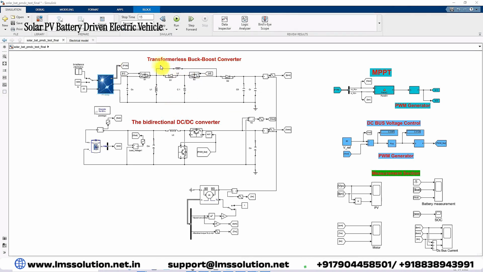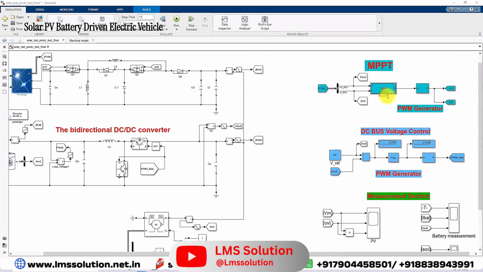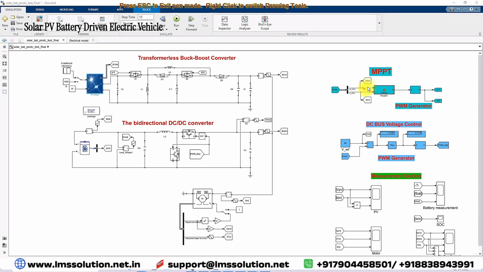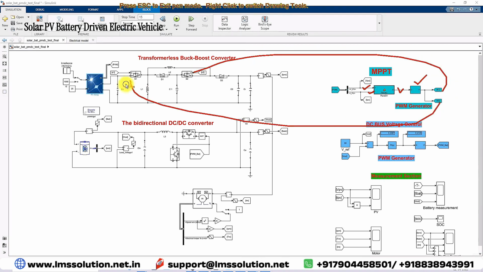So this transformerless buck boost converter is controlled by means of the MPPT algorithm. Here we use P&O MPPT. For P&O MPPT, we provide the PV voltage and current to generate the duty cycle. This duty cycle is processed via a pulse generator and it will generate a pulse. This pulse will be given here. This will control the transformerless buck boost converter to extract the maximum power from the PV panel according to the settings of irradiation and temperature.